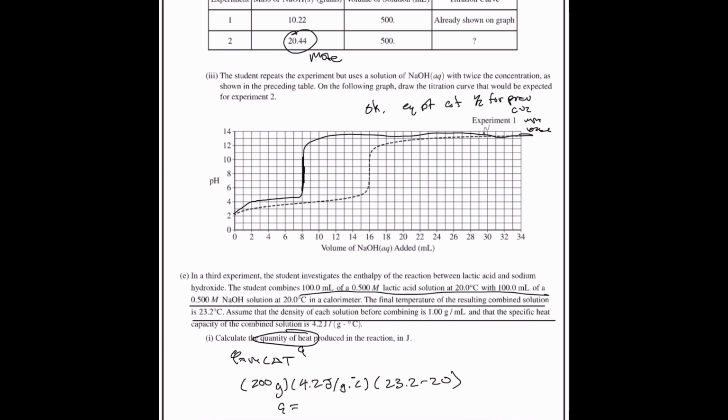Yeah, and we get a Q of 2,700 joules. In joules, you don't need to do 2.7 kJ just yet.